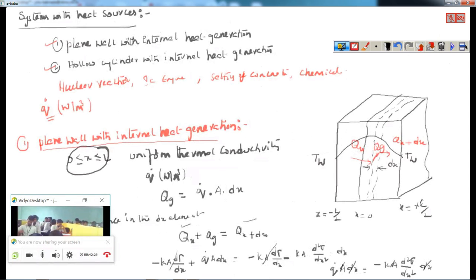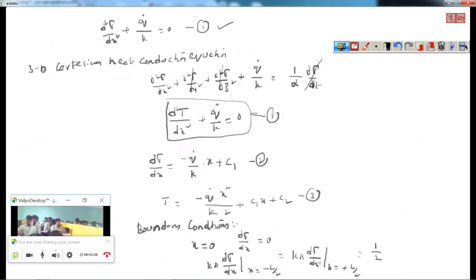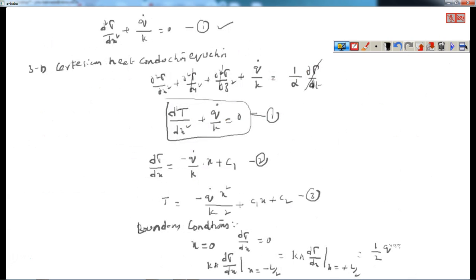Therefore I can write here, the heat generated is Q, right? Half of the heat generated is Q/2 into A into L. Okay, this is the second boundary condition. Alright, this is the second boundary condition, this is the first boundary condition. Okay, got it? Now this is the equations. What are these equations? These are the equations, right?